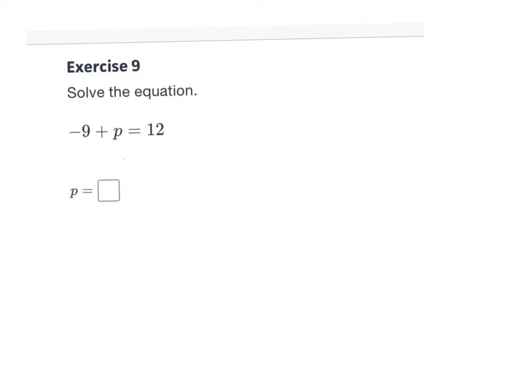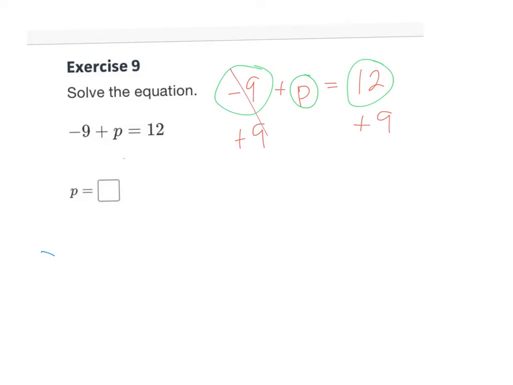Exercise 9, I've got negative 9 plus p is equal to 12. My terms are negative 9, p, and 12. So to isolate the variable and get p by itself, I have to get rid of this negative 9. So I'm going to do the inverse of minusing 9. I'm going to add 9, and I'm going to do that to both sides. So I get p is equal to 12 plus 9, which is 21.